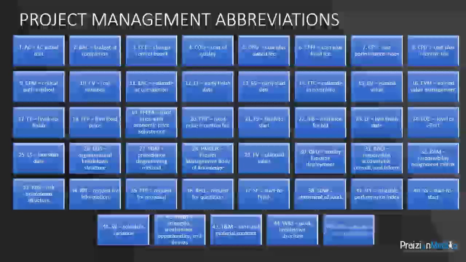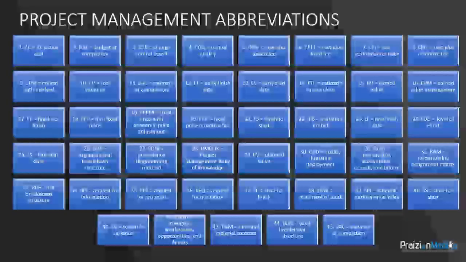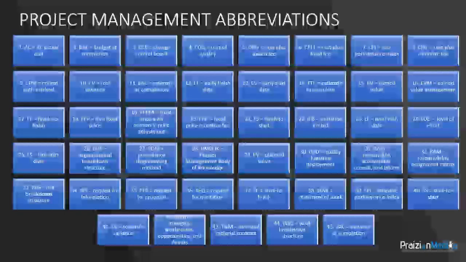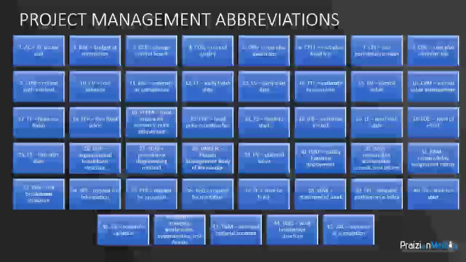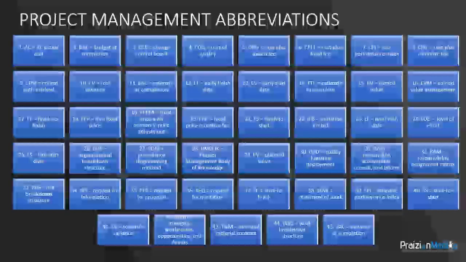Last but not least, we have variance at completion. The variance at completion is the difference between the budget at completion and the estimate at completion. In other words, it's a projection of how much you may go over budget by or under budget by, or if you'll be right on target. The formula is VAC equals BAC minus EAC.